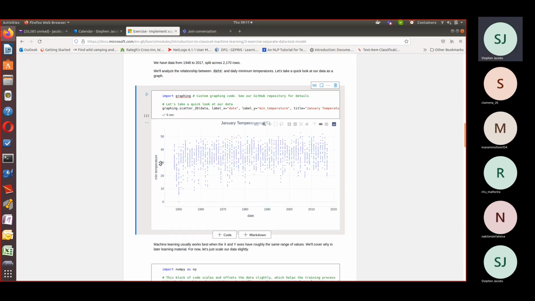Okay, so there's our January temperatures, and as you can see, the minimum temperature is in a range from around 5 degrees Fahrenheit, possibly, up to a maximum of up here, 53. So we've got 53, and then we've got one there about 6. So there's our range.